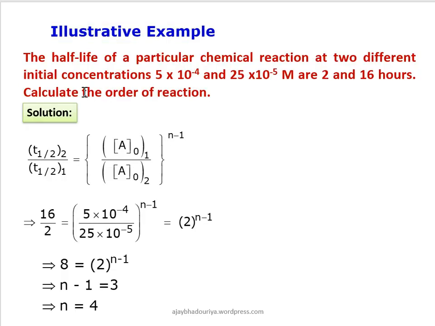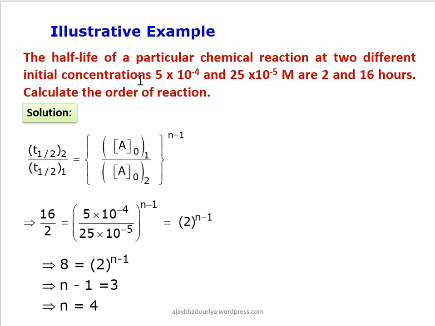Integrated method. Suppose this is the half-life of a particular chemical reaction at two different initial concentrations. We have been given these two concentrations, 5 × 10^-4 and 25 × 10^-5, and the half-lives are 2 and 16 hours. You have to calculate the order of reaction.